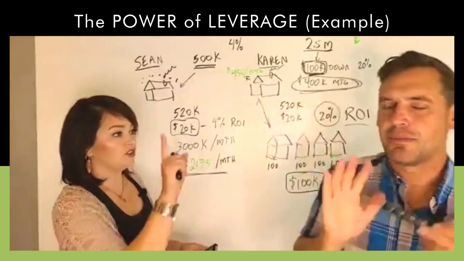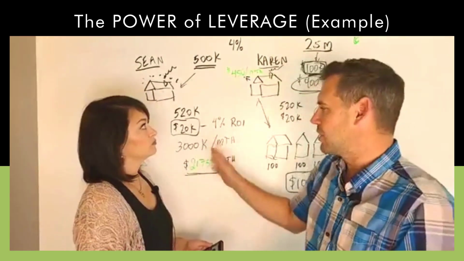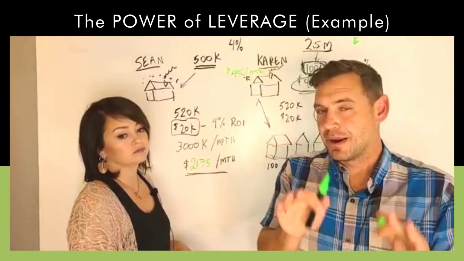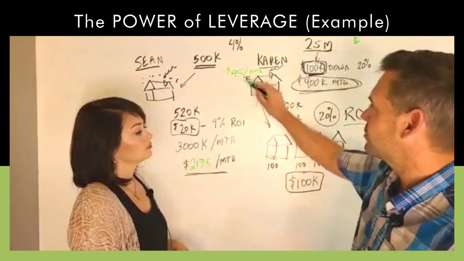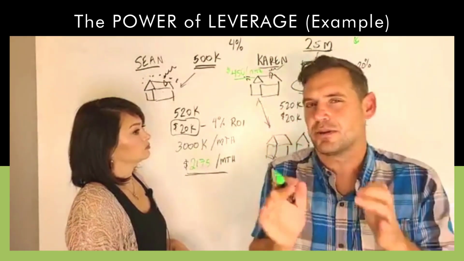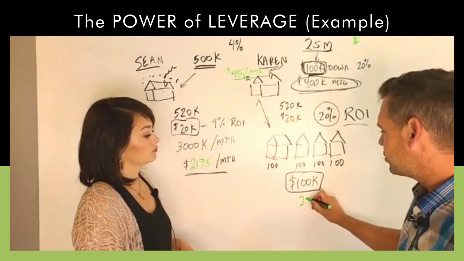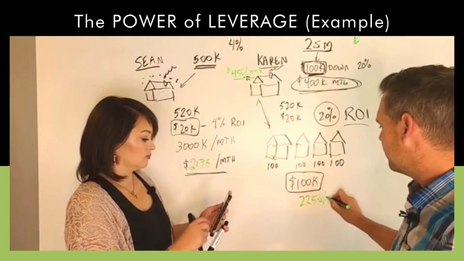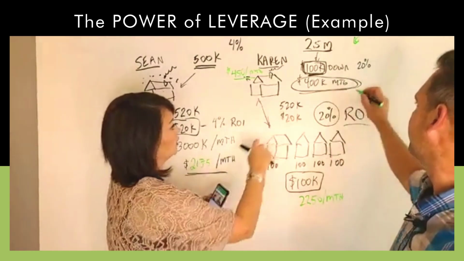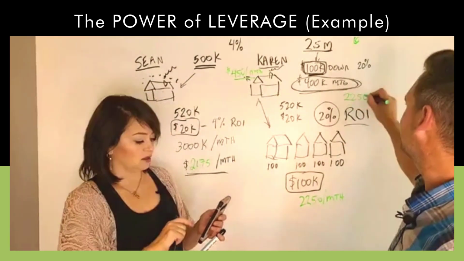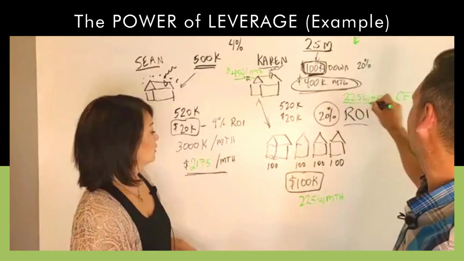Now remember, this is the first year, same with Sean, in the first year. So remember, Karen has 5 of these. Okay, so $450 a month, and this is the part that we sometimes forget. $450 a month times 5 houses is actually $2,250 per month in cash flow.